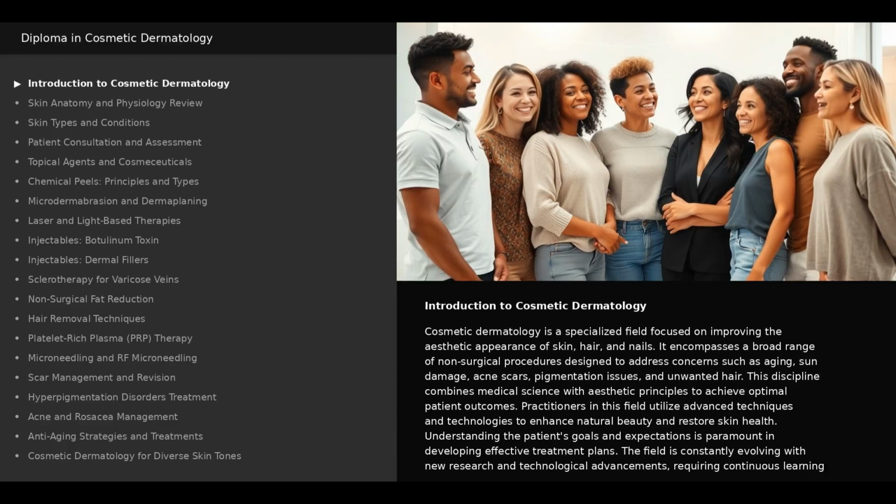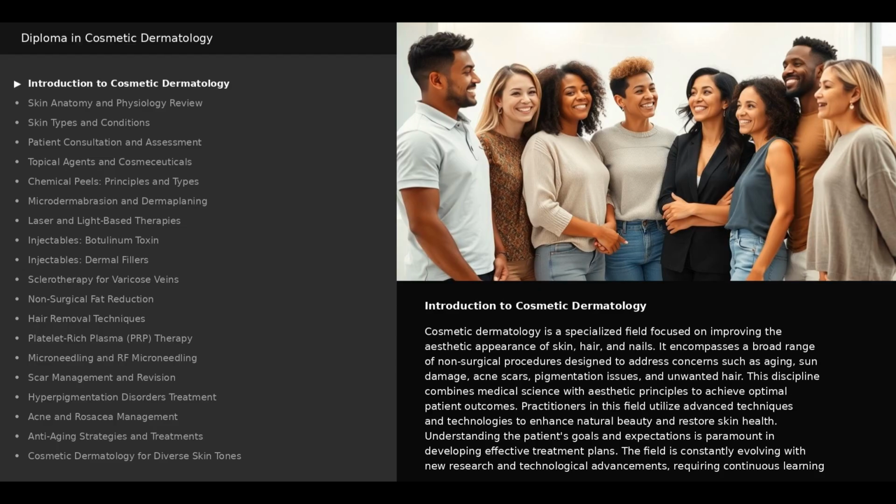Introduction to Cosmetic Dermatology. Cosmetic dermatology is a specialized field focused on improving the aesthetic appearance of skin, hair, and nails. It encompasses a broad range of non-surgical procedures designed to address concerns such as aging, sun damage, acne scars, pigmentation issues, and unwanted hair. This discipline combines medical science with aesthetic principles to achieve optimal patient outcomes.